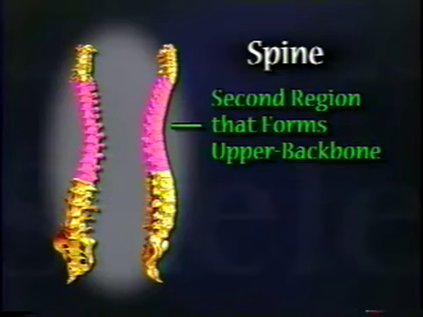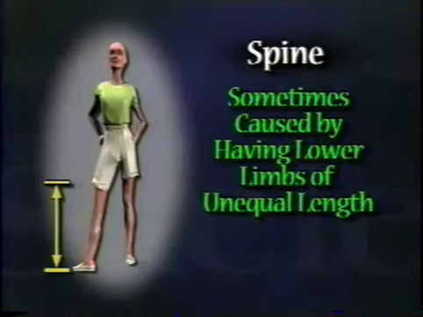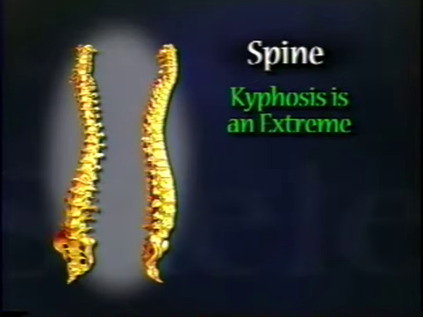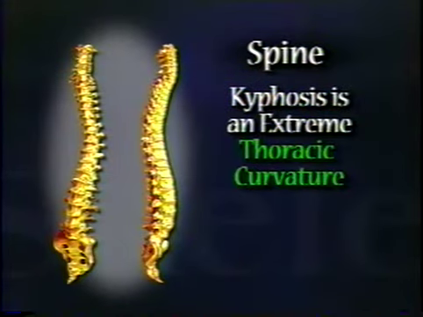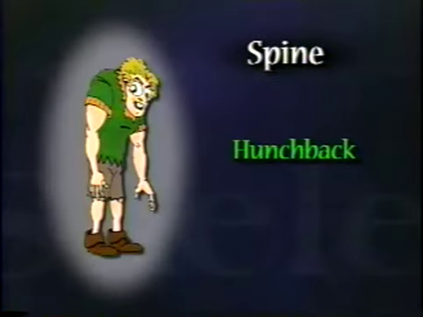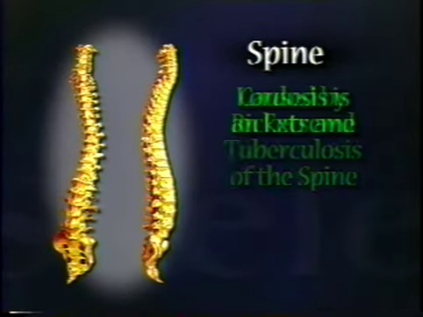For some unknown reason, scoliosis is more common in girls and can sometimes be caused by having lower limbs of unequal length. Scoliosis can sometimes be treated surgically or with a body brace. Kyphosis is an extreme thoracic curvature, creating a condition known as hunchback and inspiring lackluster animated films. You can get this disease from rickets and tuberculosis of the spine.